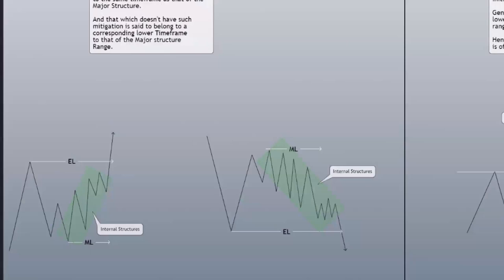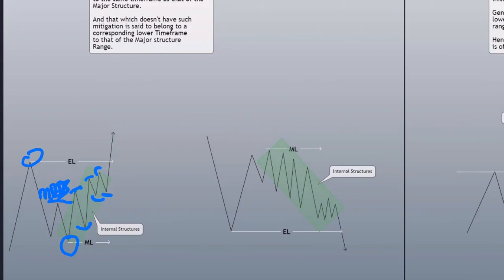All these guys right here are internal structure. This is our major liquidity, and this is our external liquidity. After a certain micro break of structure here, the first pullback that we see, the high to the low of that pullback, is our internal structure. That is our internal structure. And we also have some smaller internal structure right here.